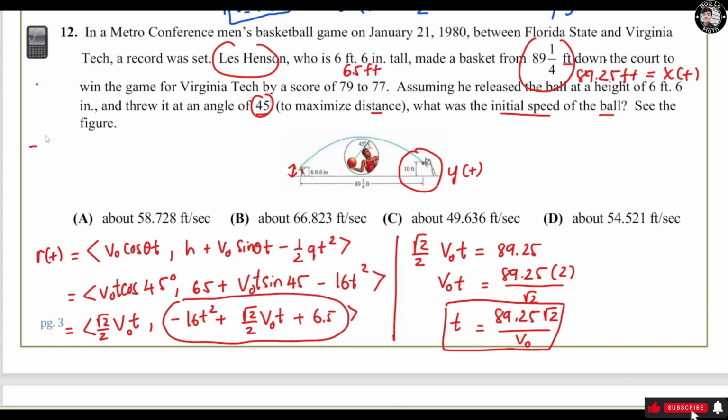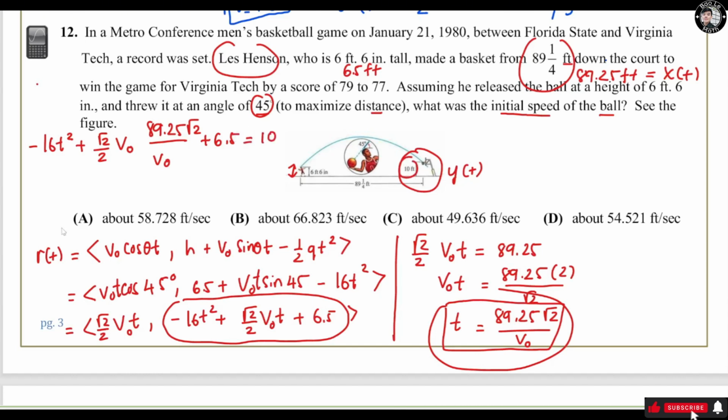So we have negative 16t squared plus root 2 over 2 v0. Now for t right here, I'm going to use this guy right here. So I have 89.25 over v0 times root 2, plus 6.5. This one equals 10 right here. Now v0 and v0 cancel out. Root 2 times root 2 is 2. 2 divided by 2 cancels out.